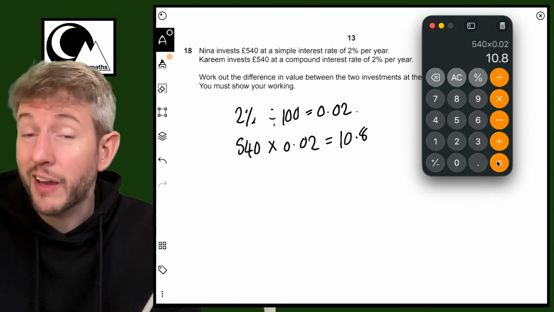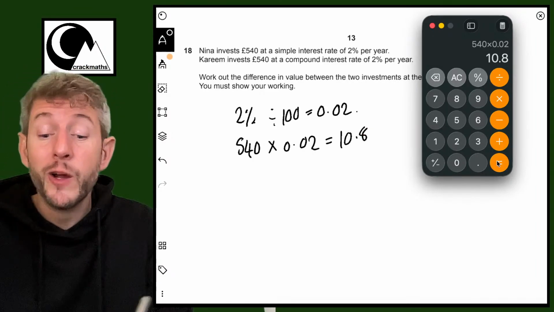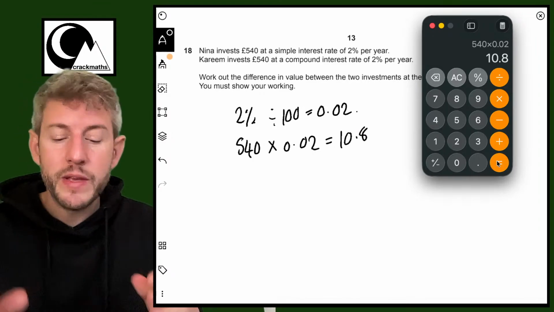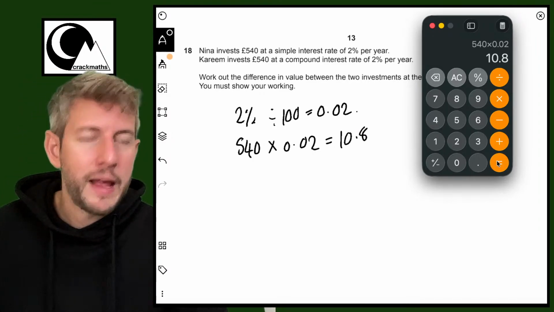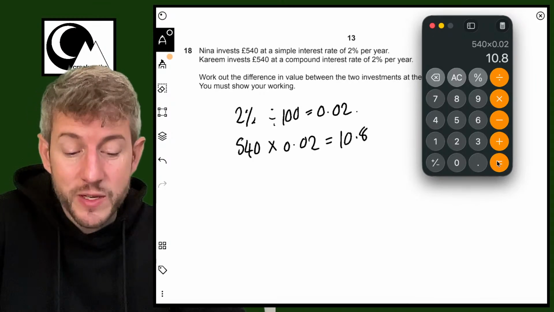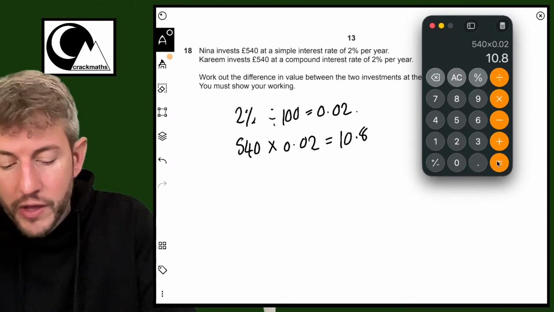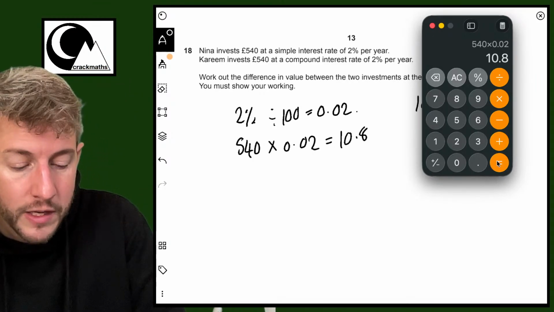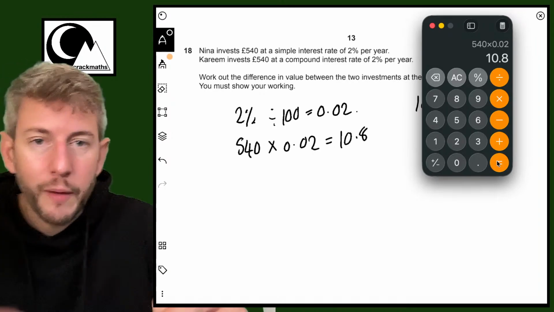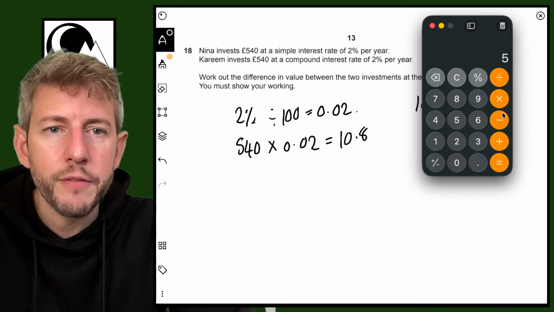That's not much. Anyway, that's how much money he'll receive a year. £10.80 he'll get per year. He's going to get that for 5 years, so we'll do 10.8 times 5 and find out what that equals. So let's multiply this by 5.